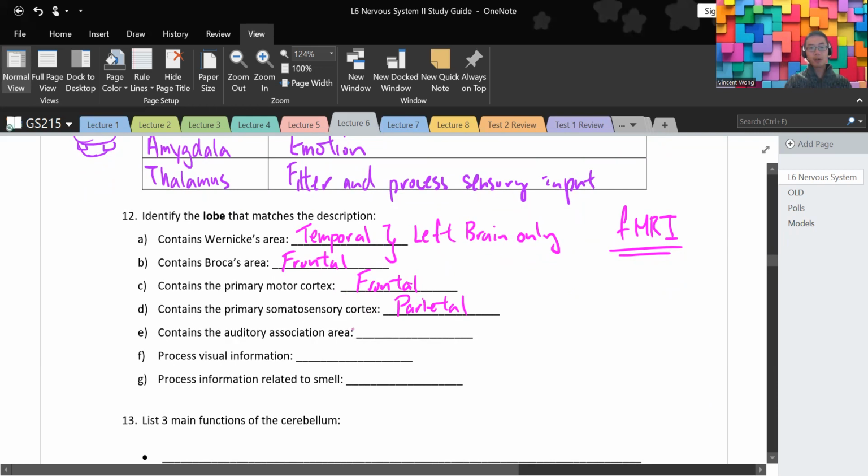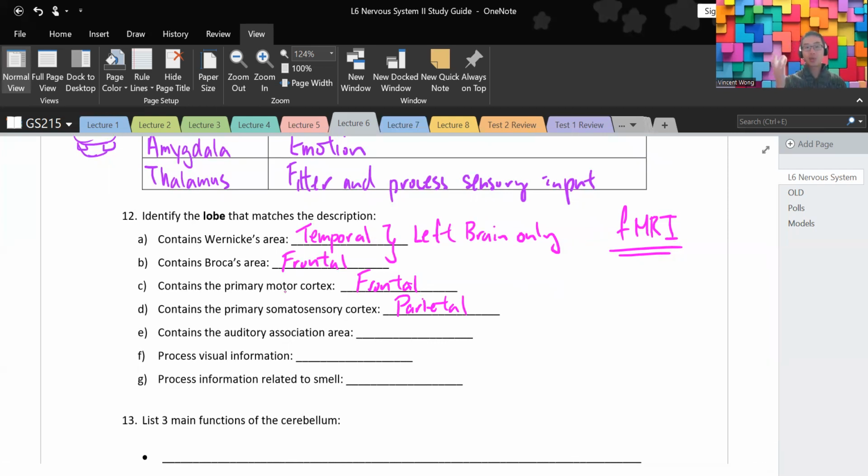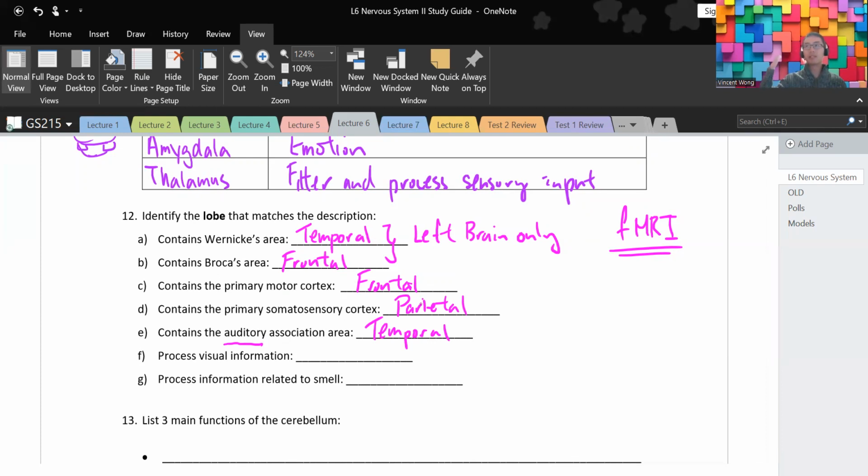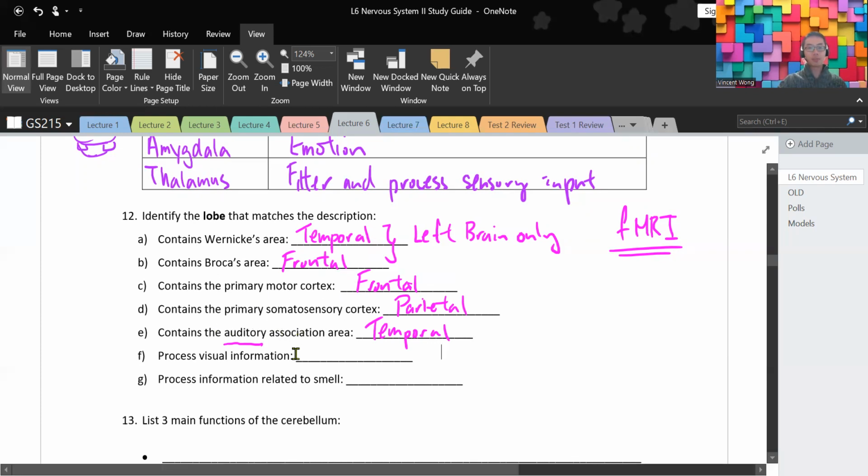Contains the auditory association area. An association area is an area located on the lobe that is specialized in processing and storing a certain type of information. So in this case, it is specialized in storing auditory information. That is in the temporal lobe. Like, if you have a special ringtone for certain people that you use on your phone, when that lights up, you instantly remember, oh, it's whoever is calling. That information is stored in the auditory association area.